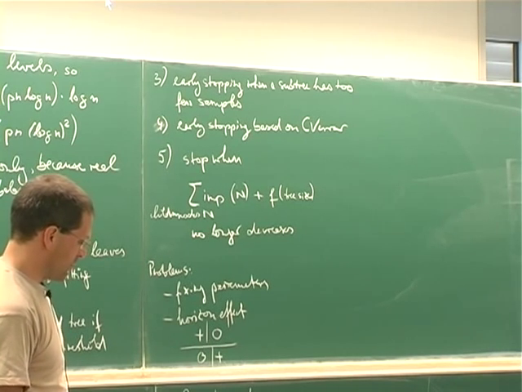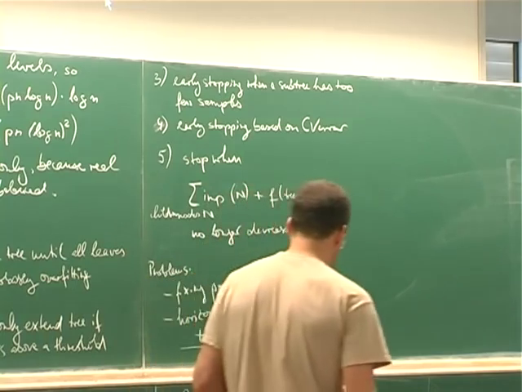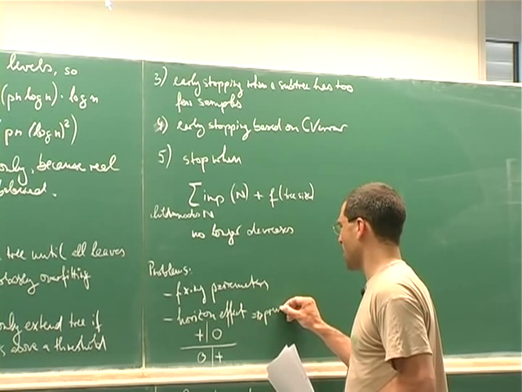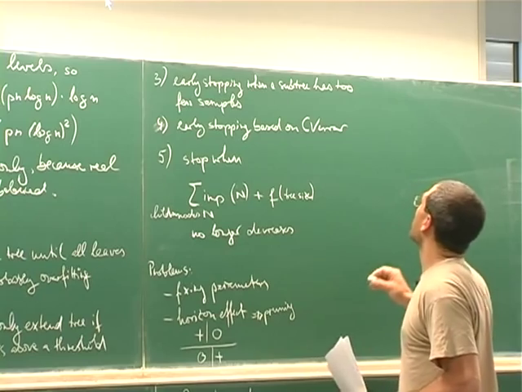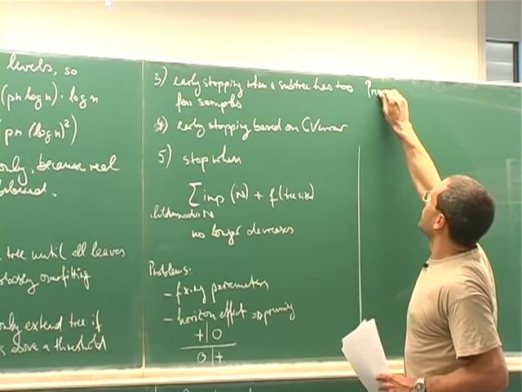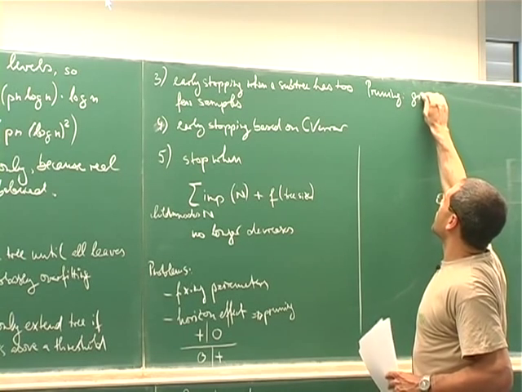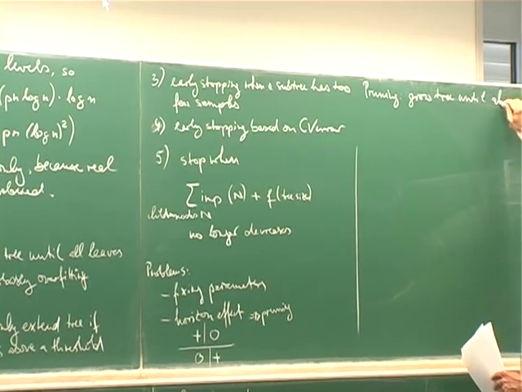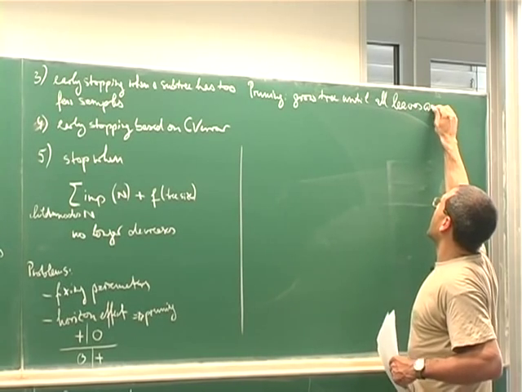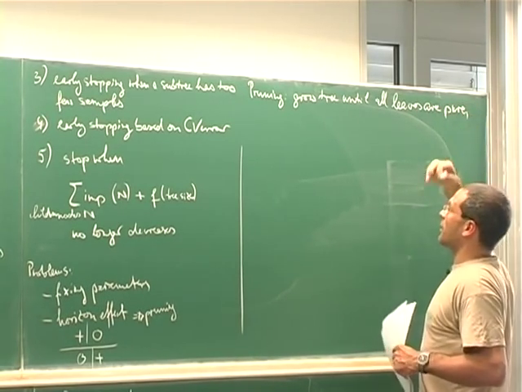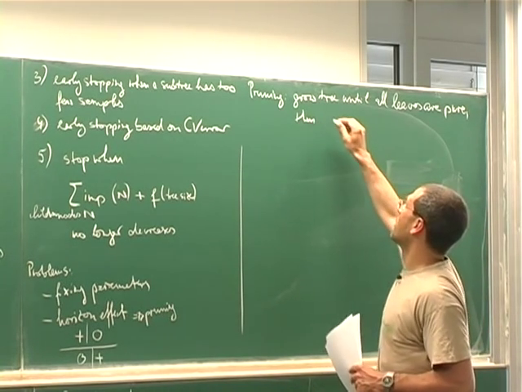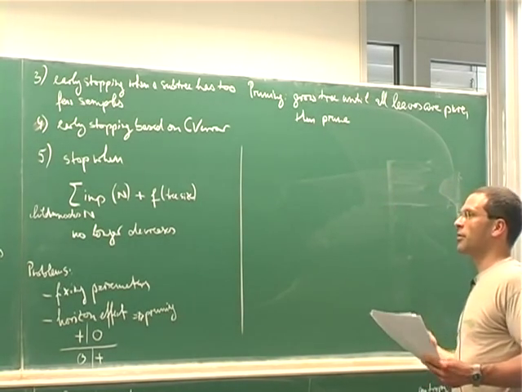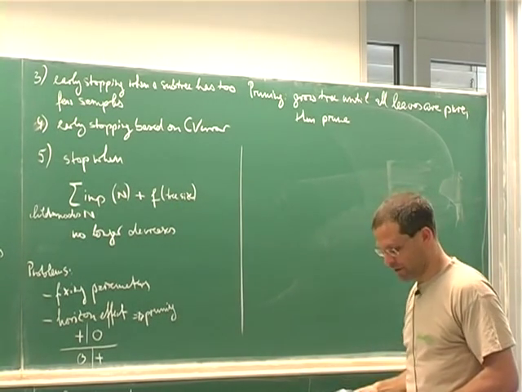So to get around this horizon effect, if you can afford it, it's better to not use early stopping, but to use pruning, where pruning means you first grow your tree until all leaves are pure. And then start cutting away some until some criterion is met, for instance, a criterion involving the size of the tree.